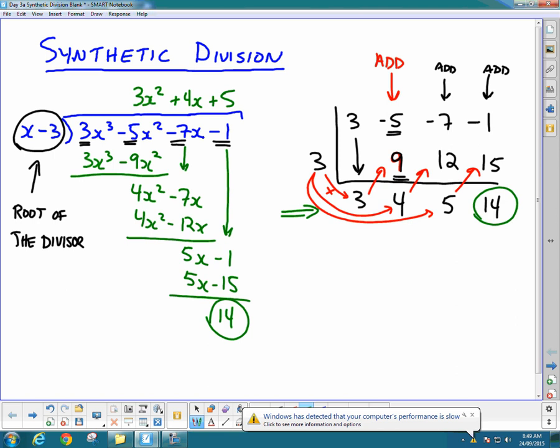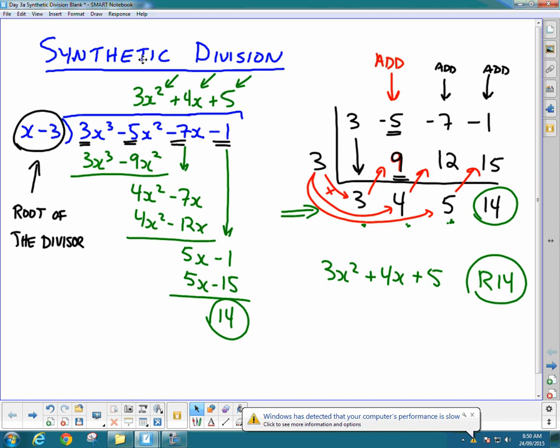And then each of these places work backwards to fill in all the spaces. So this 5 here is actually the constant 5. This 4 is the one with the x. And this 3 is the x squared. And so you can look at it and see all those places and say the answer is 3x squared plus 4x plus 5 with a remainder of 14.